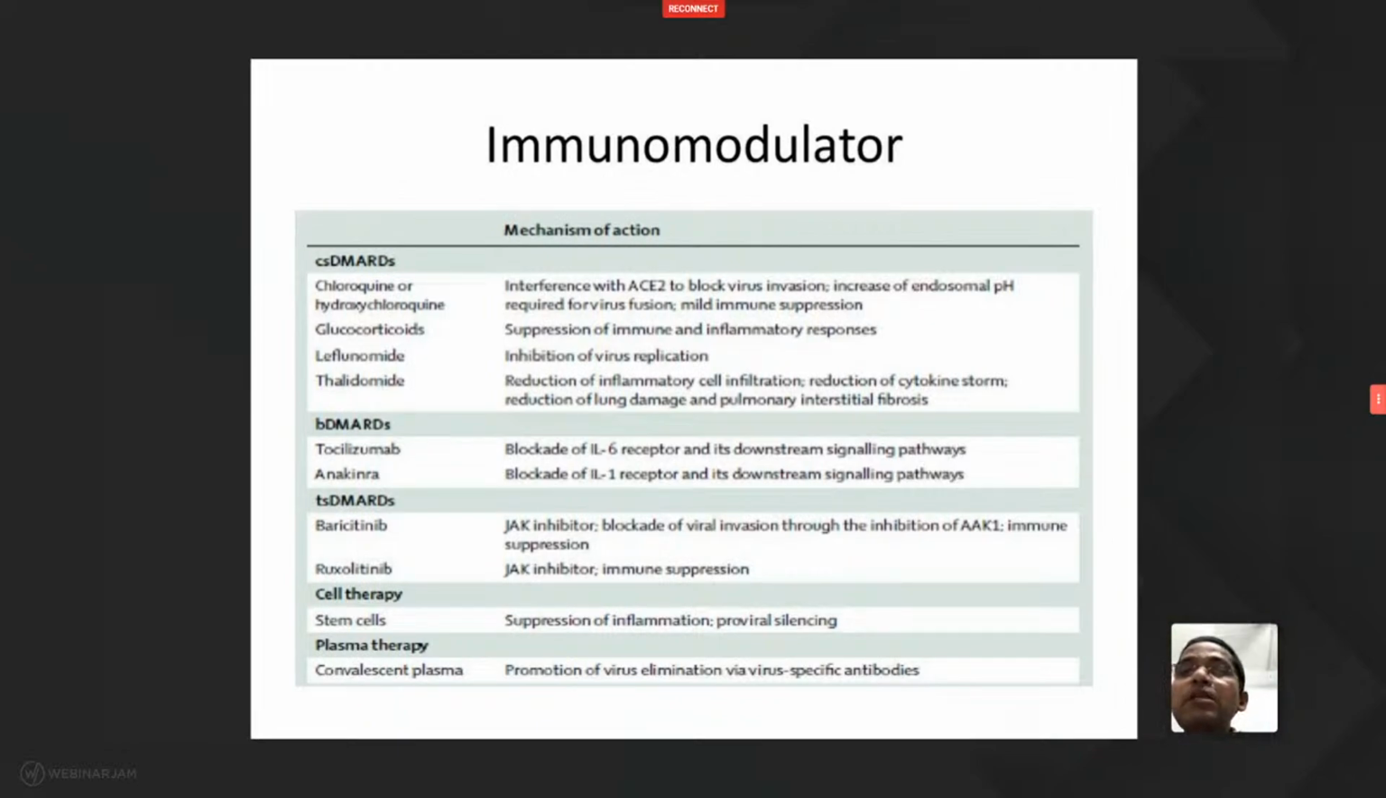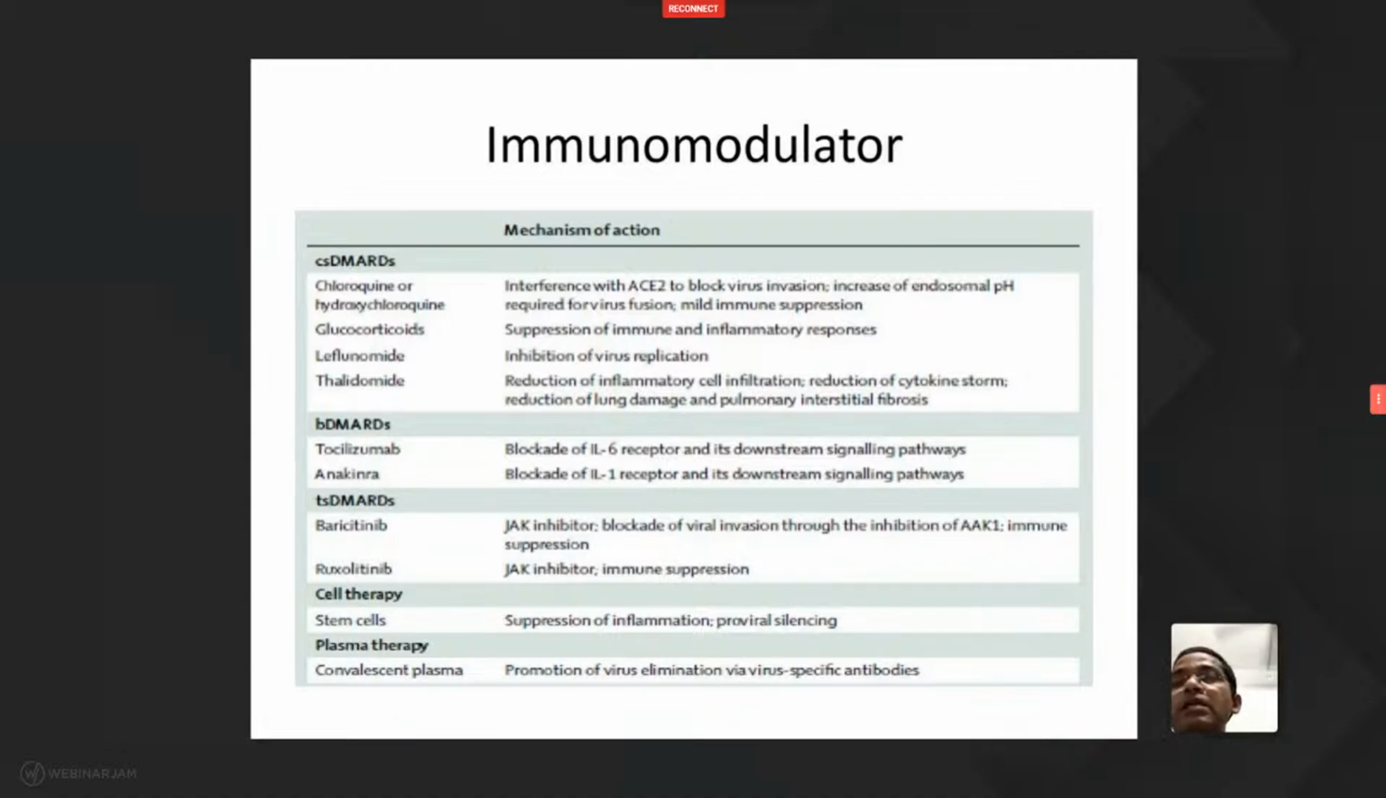There are many debates regarding the use of chloroquine or hydroxychloroquine, and the mechanism of action I will discuss later. Mainly it blocks the ACE2 receptor and changes the acidic environment, so the pH changes in the endosomal area, and virus multiplication is prevented. The second drug is glucocorticoid, which is used from day one according to our guideline, but there is some debate and I will discuss what the current recommendation is.